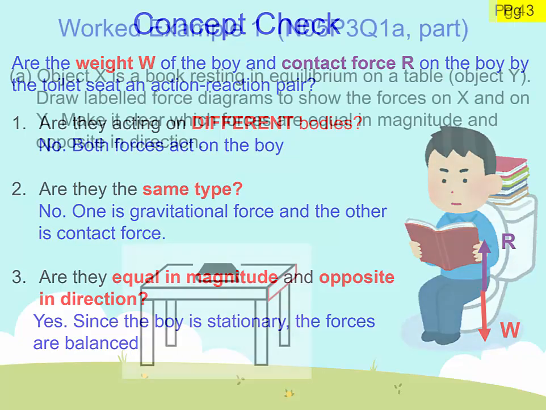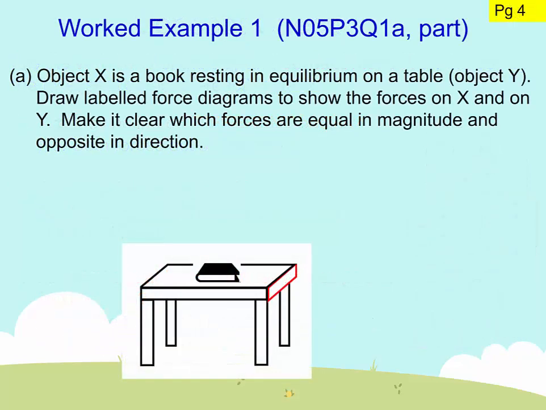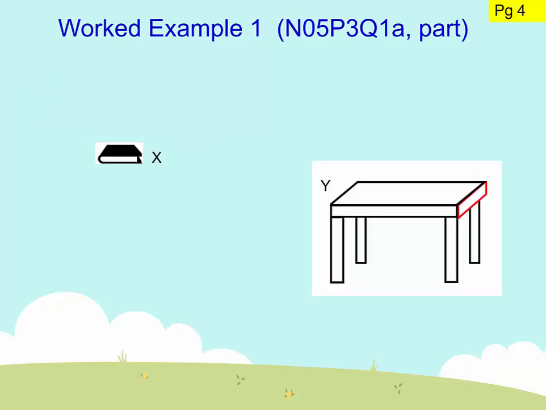Let's look at another example to understand this point better. We have a book, object X, resting in equilibrium on the table, object Y. You are supposed to draw labelled forces to show these forces on X and on Y, and make it clear which forces are equal in magnitude and opposite in direction. Now, let's look at the forces acting on X.